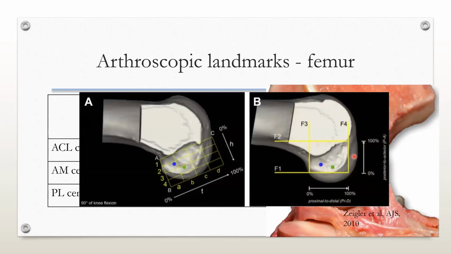This is again a CT depicting the same. The blue point corresponds to the anteromedial bundle insertion, and the green point corresponds to the posterolateral bundle insertion.